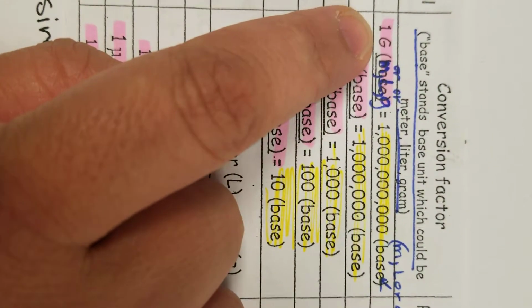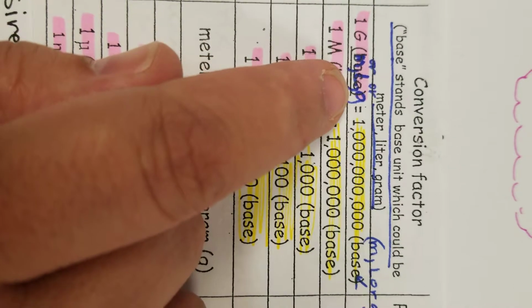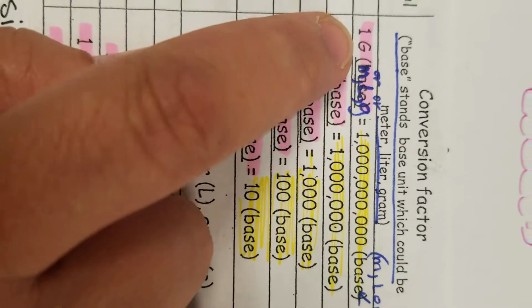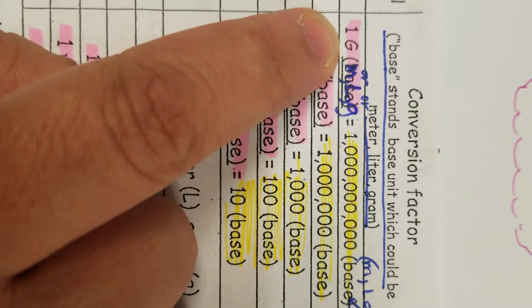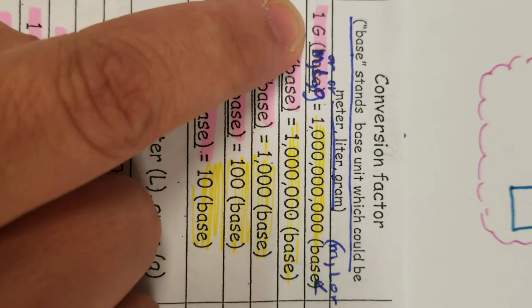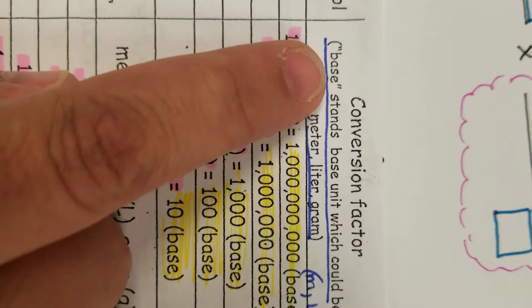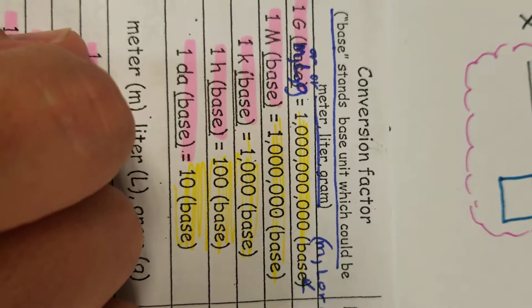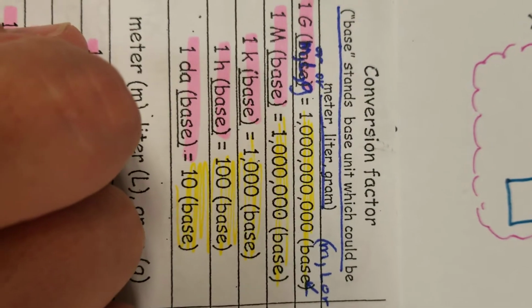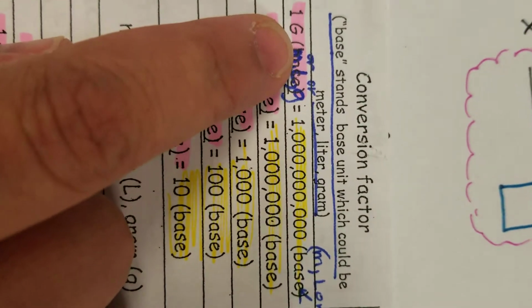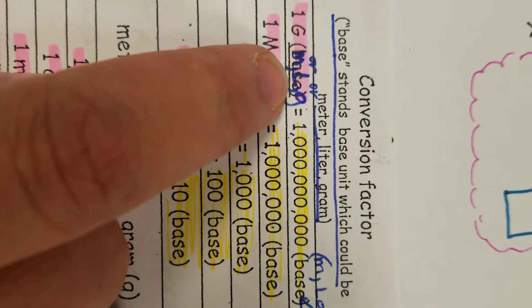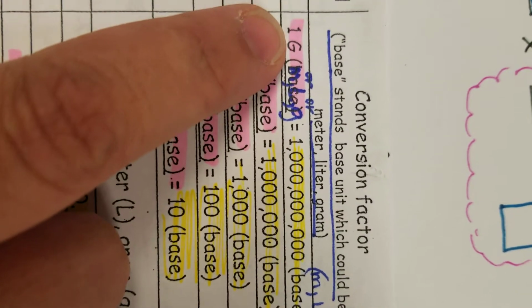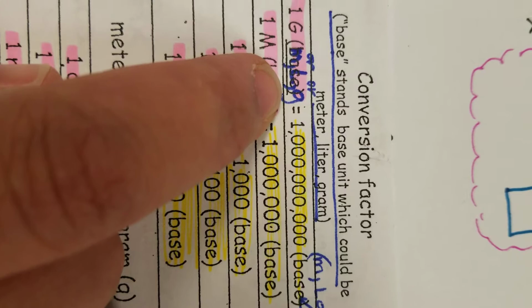So when we're looking at this statement here, it says 1, and it's either meters, liters, or grams that's following that. It's not going to be just a capital G because the capital G is a prefix, and you always have to have a base word with the prefix. So if you'll see this up here, it says base stands for a base unit, which could be meters, liters, or grams. So if we have gigameters, then it'll be a capital G, lowercase m. If it's gigaliters, it'll be capital G, capital L. If it's gigagrams, it'll be a capital G, lowercase g.